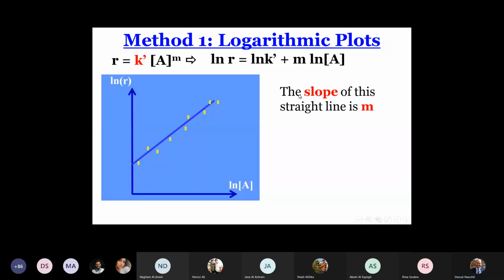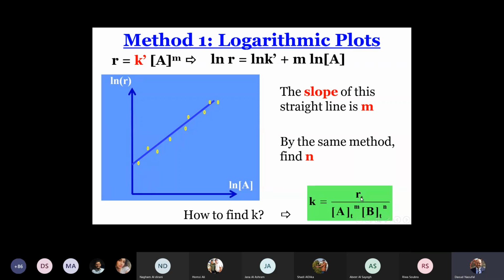So by the same method, we repeat another experiment. In the first experiment, we took the concentration of A0 negligible with respect to B0. So we repeat another experiment. We take B0 negligible with respect to A0, and by the same method, we find n. So now how to find k?